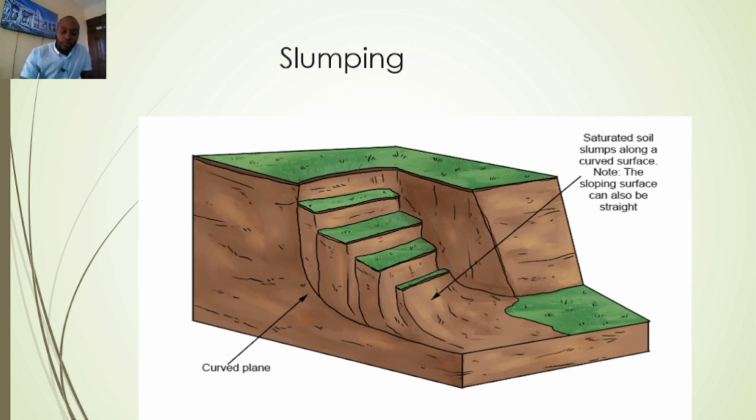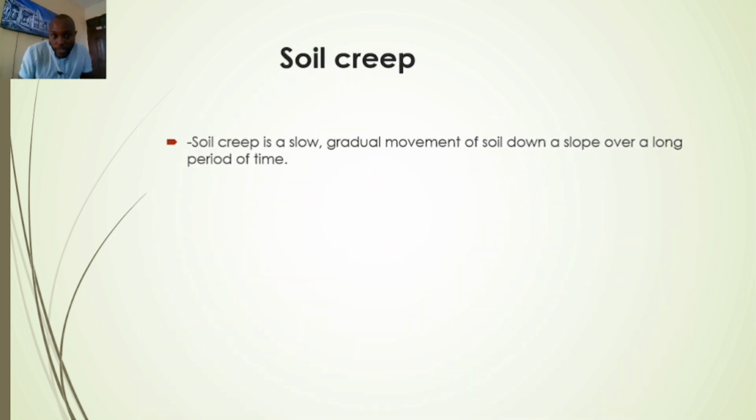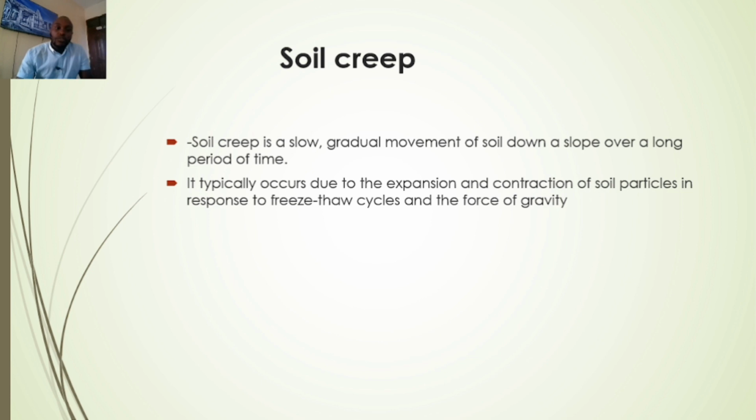That's under mass movement. Okay, then we talk about soil creep. Now in soil creep, it takes time. Okay, so soil creep is a slow gradual movement of soil down a slope over a long period of time, sometimes due to gravity or changes in temperature, freezing and thawing, such like. Okay, not really freezing and thawing, but those changes in temperature, that expansion, contraction, such like. Okay, so soil creep is a slow gradual movement of soil down a slope over a long period of time. Okay, so it typically occurs due to the expansion and contraction of soil particles in response to freeze thaw cycles and the force of gravity.